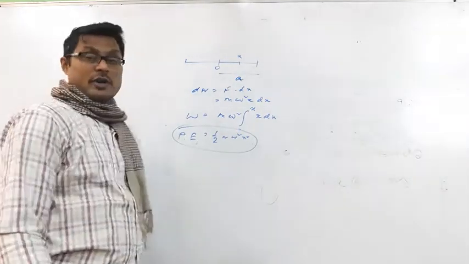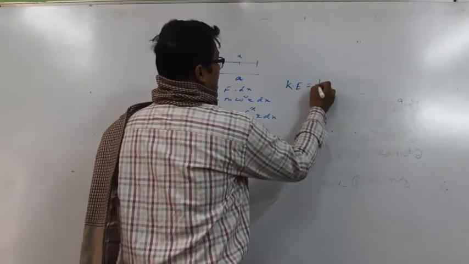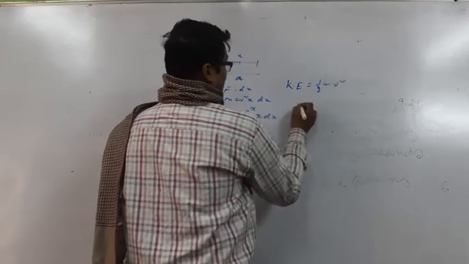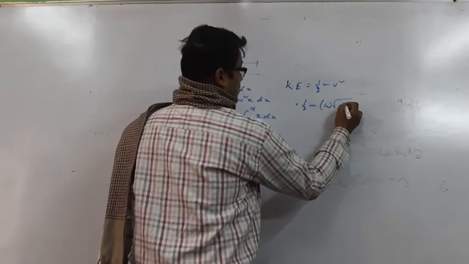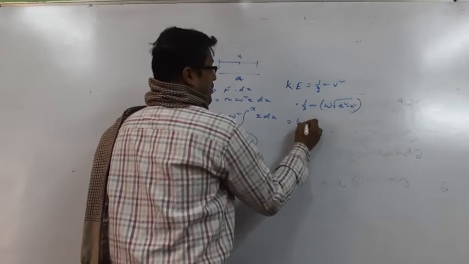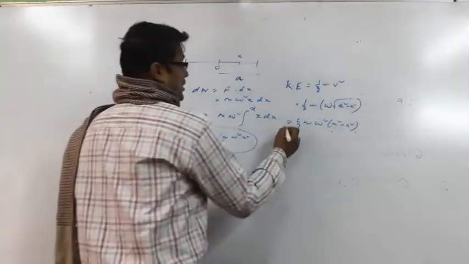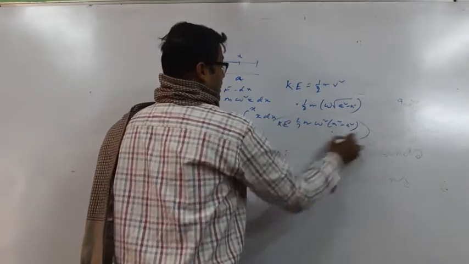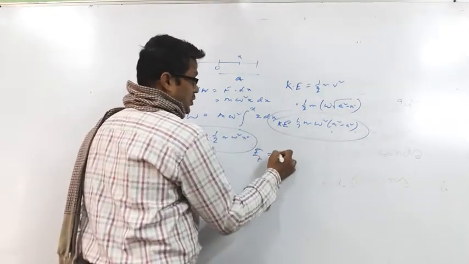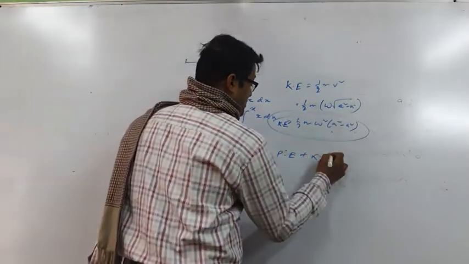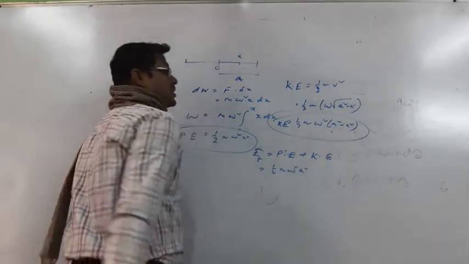Then what is kinetic energy? Kinetic energy is half m v square, where v is omega into root of a square minus x square, so half m omega square (a square minus x square). So we have kinetic energy as well as potential energy. Now what is the total energy? Total energy E equal to potential energy plus kinetic energy, and this comes to half m omega square a square, which is a constant.